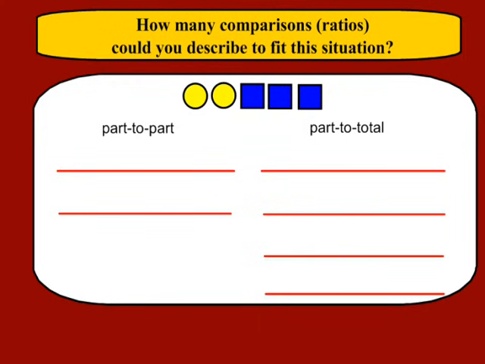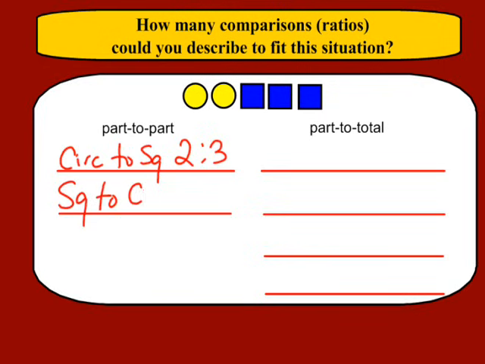So let's practice writing some part to part and part to total ratios. Now here's this example that we just looked at a moment ago of the 2 circles to 3 squares. You can write 2 part to part ratios based on this picture. We could compare circles to squares. So there are 2 circles and 3 squares, or we could reverse that. We could compare the squares to circles. Now those are both part to part because we're comparing one part to another part.